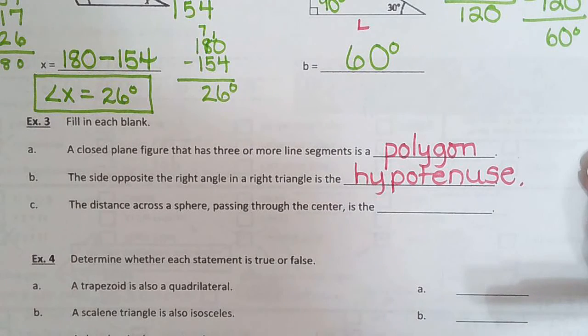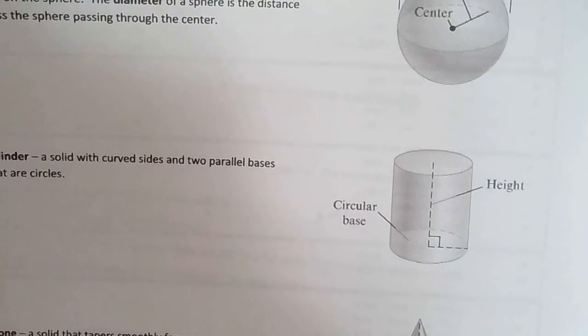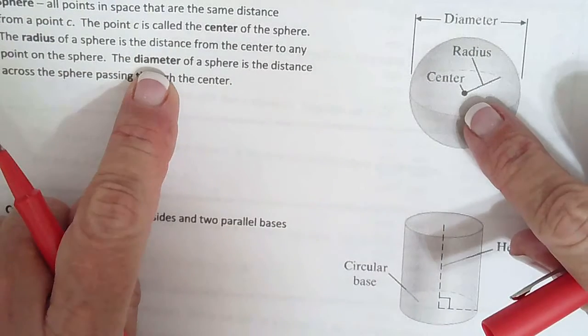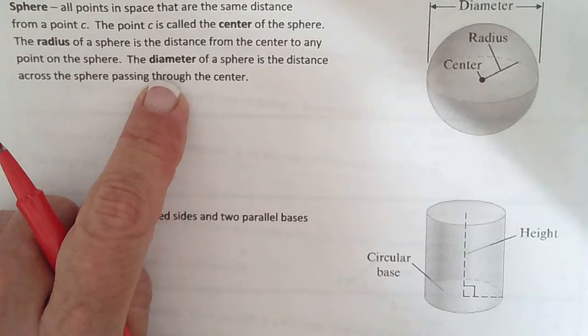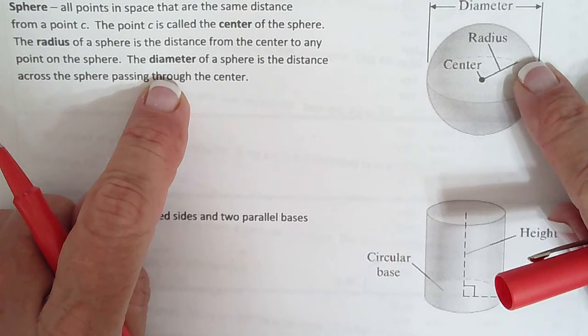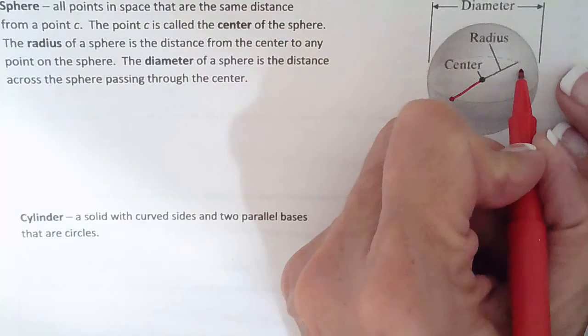The distance across a sphere passing through the center. Oh, I think I probably can find that picture in here. Circle. So here's a sphere. The radius is the center to a point. The diameter is the distance across passing through the center. So it's just like a circle, right? Except this is 3-dimensional. So from the center to the outer point is the radius. And when you have 2 radii, then you have a diameter.